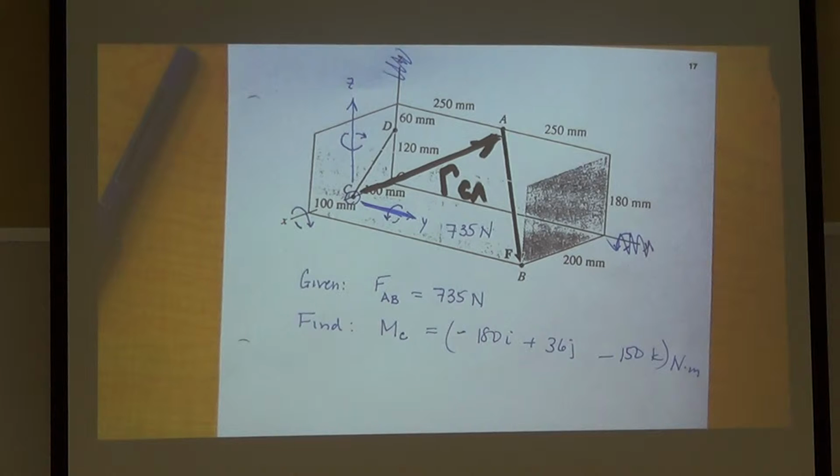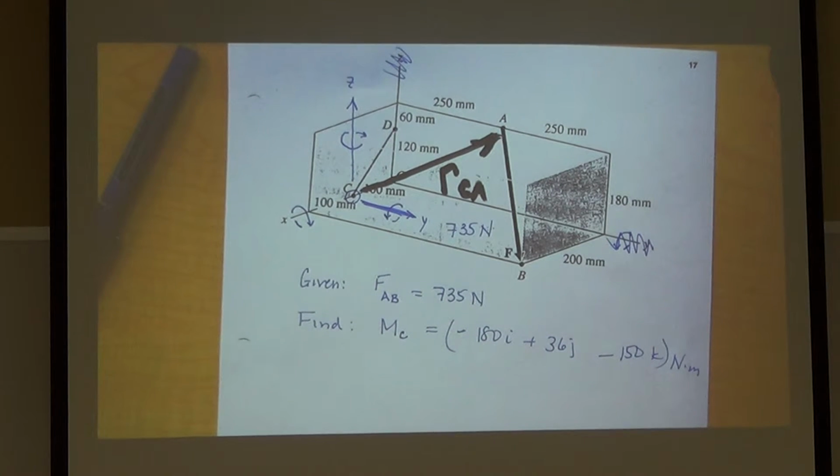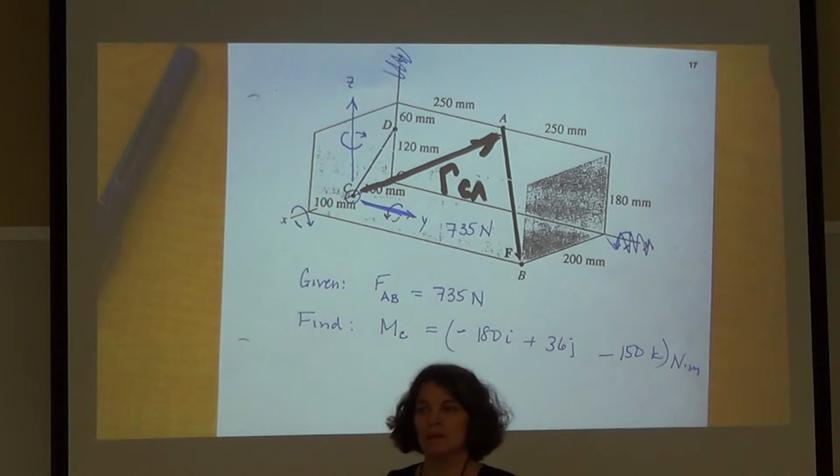Square them. So it's the square root of 180 squared plus 36 squared plus 150 squared, and it comes out to be 237 Newton meters. So it's a vector sum, right?